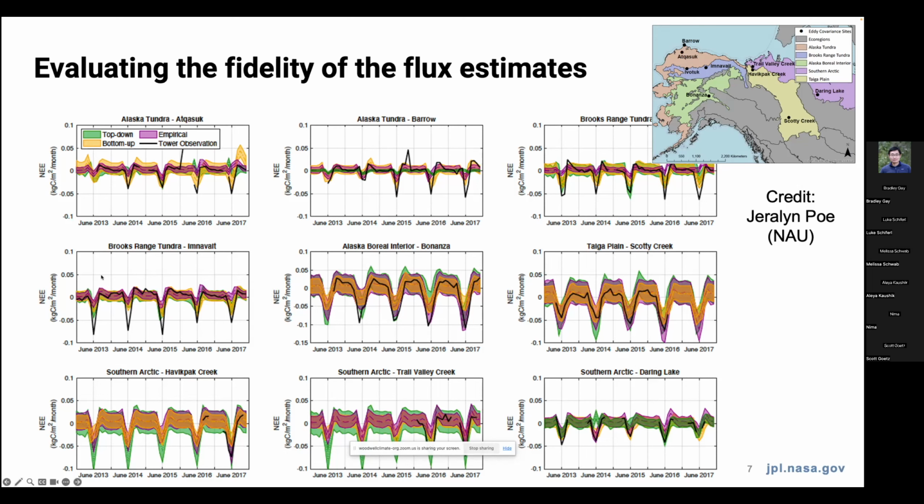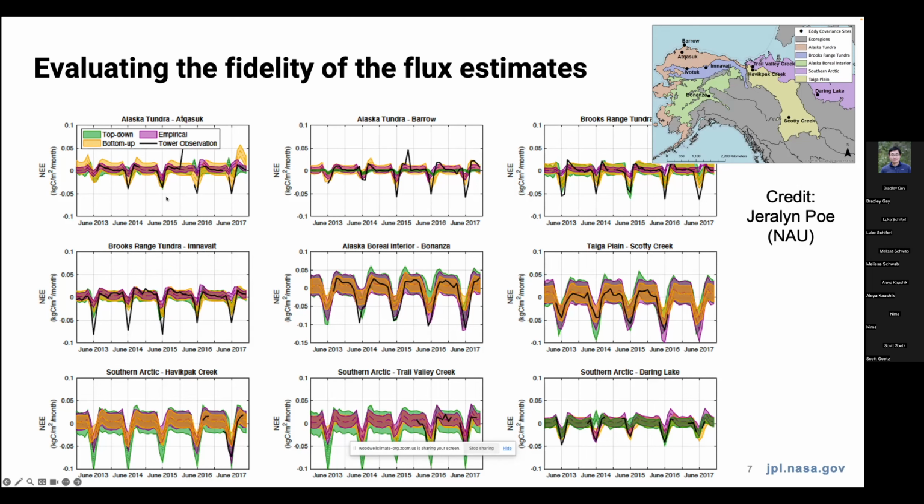If you just focus on this one plot here, the Brooks Range Tundra, the black line shows what the tower observations are. And then you have the ensemble spread shown for the different top-down, bottom-up, and empirical estimates. Now, we did this just as a sanity check. It was good to see specific regions where the tower data was different from the bottom-up or top-down.